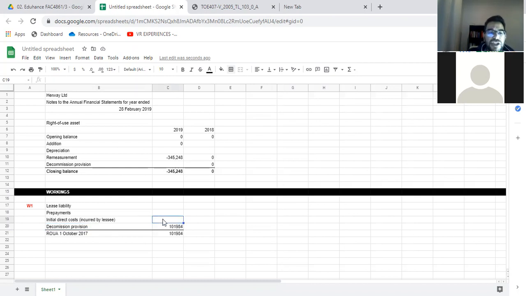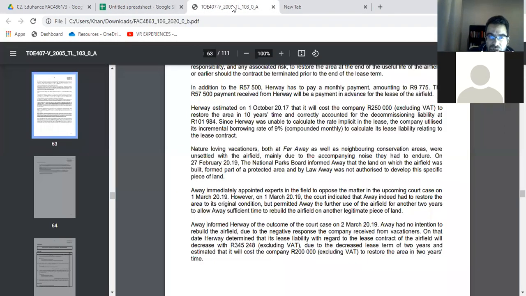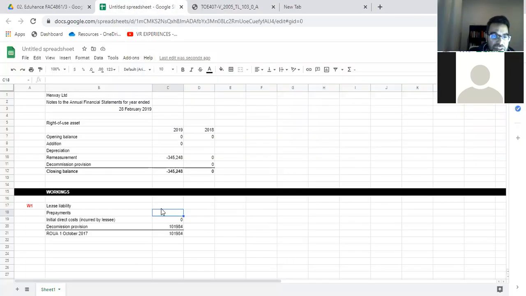There was no initial direct cost incurred by the lessor. There was a prepayment of 57,500. So remember the 57,500, this is given.